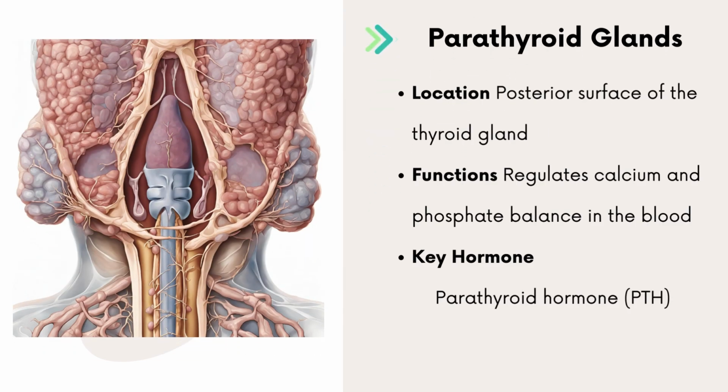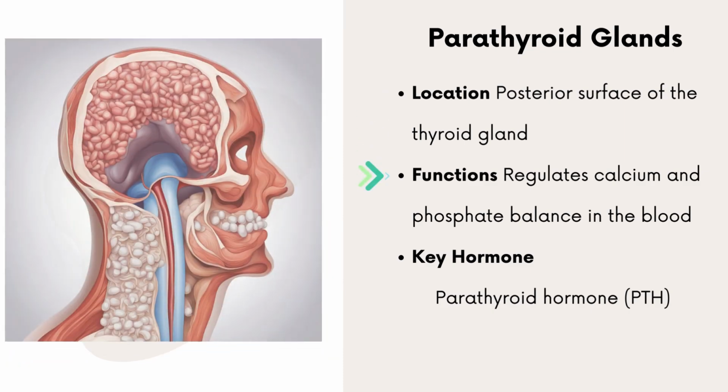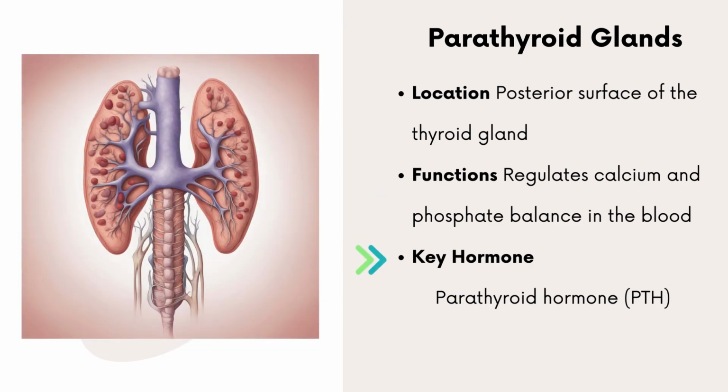4. Parathyroid glands. Location: posterior surface of the thyroid gland. Functions: regulates calcium and phosphate balance in the blood. Key hormone: parathyroid hormone.